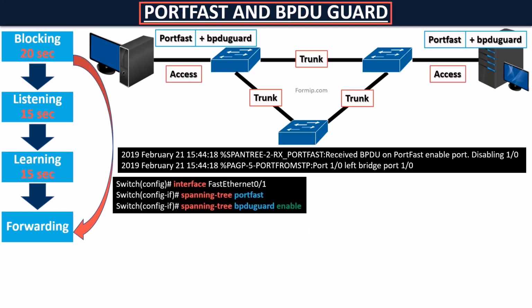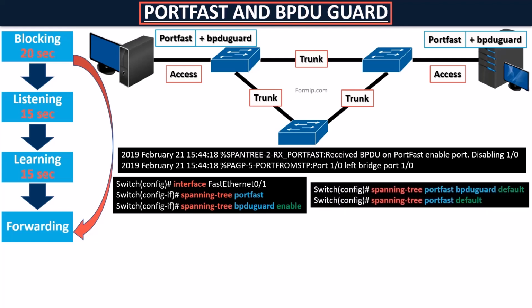The spanning-tree portfast command configures PortFast only on one interface, and the spanning-tree bpduguard enable command enables BPDU protection on the interface. If you want to configure these two functions on all the interfaces of the switch, you will have to use the commands spanning-tree portfast bpduguard default and spanning-tree portfast default in global configuration mode.